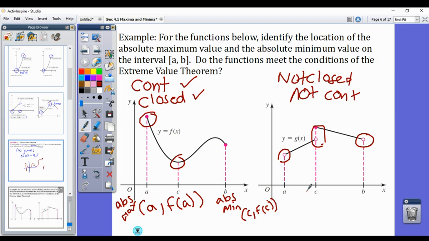And so I definitely don't have an absolute min because this is undefined, but I do have an absolute max here, okay? So my absolute max is going to be C and the function value at C, okay? All right, so let's look at another picture.